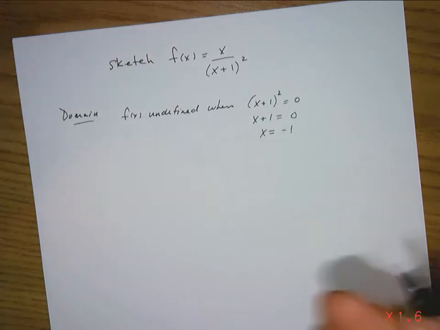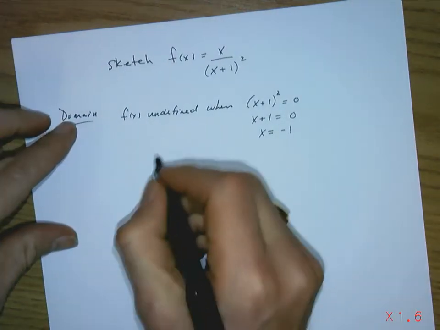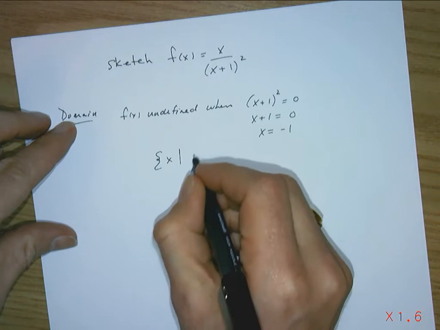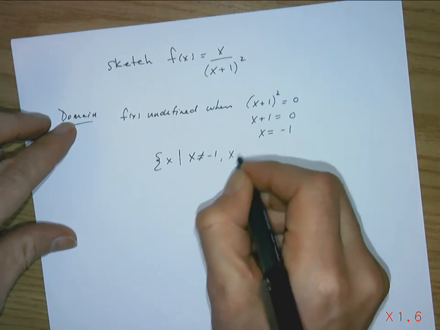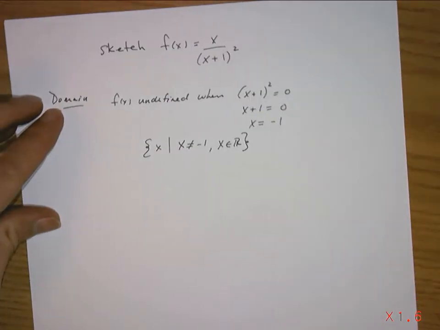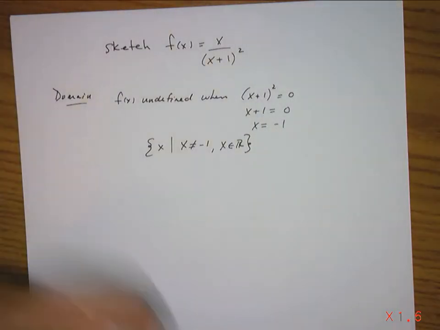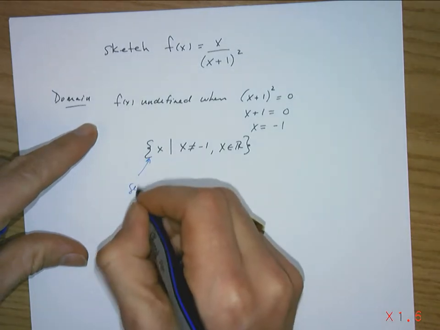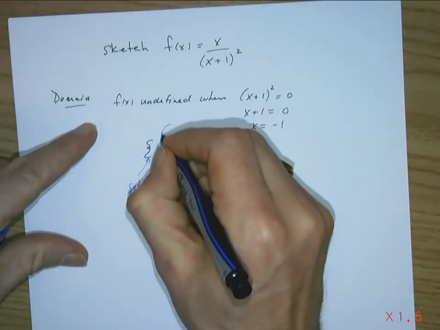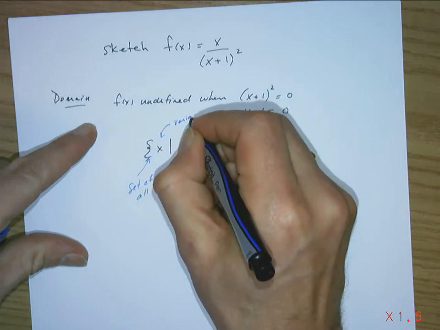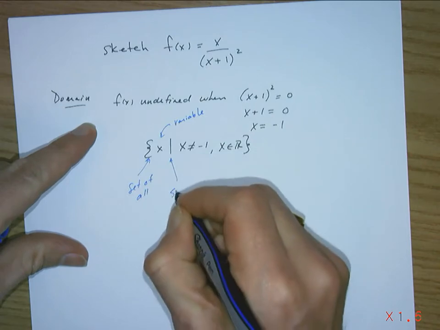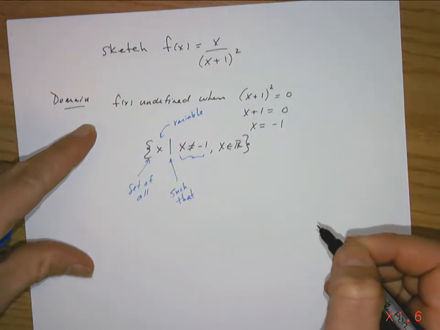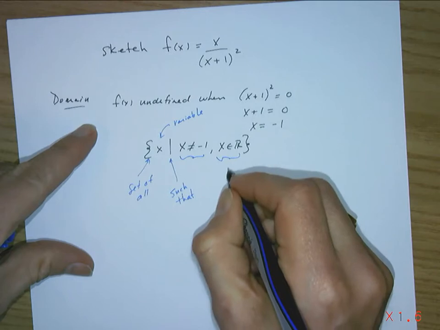So in terms of the domain, we can't have x equals negative 1. The real formal way of saying that is to say the set of all x such that x cannot equal negative 1, and x, however, is a member of the real number system. That's the real formal way of talking about this. I'm not going to demand it, but certainly as you move on, you're going to see this in books and things. So that means the set of all. This talks about what variable it is. This vertical line means such that, and that means that there's rules coming up. Here's your first rule, x cannot equal negative 1.